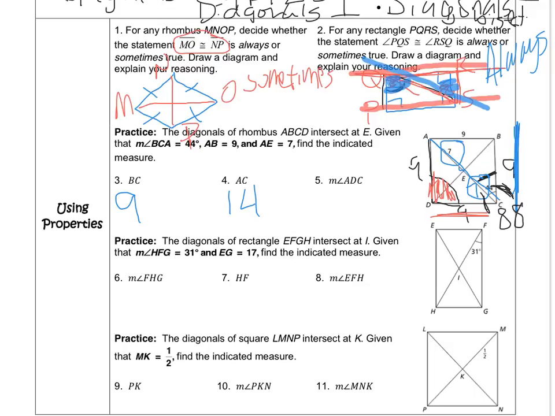So 180 minus 88. Go ahead and subtract that real quick in your calculator. And that would be 92. And so angle ADC equals 92 degrees.